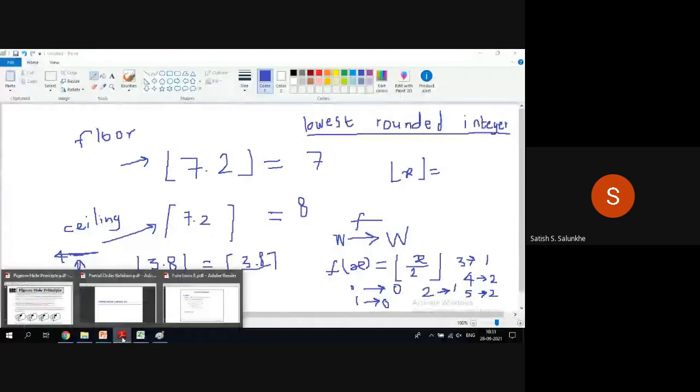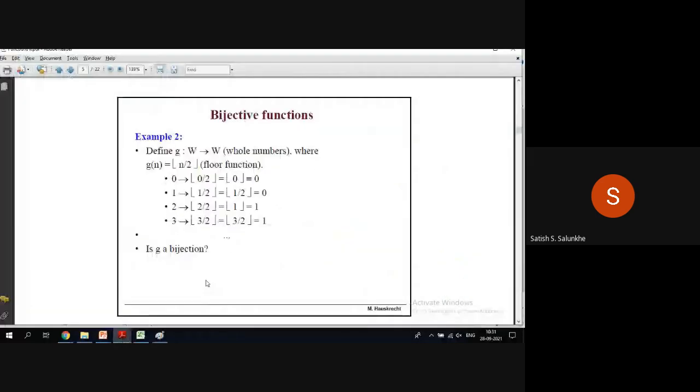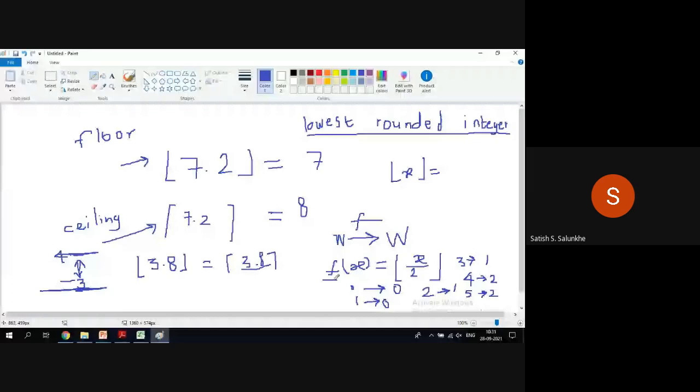Now coming back to the question, is this function a bijective function? Yes or no? First of all, let us go step by step. Is it a function? Yes or no? Is this f a function? Tell me now. Let us go step by step. F is a function, yes or no?